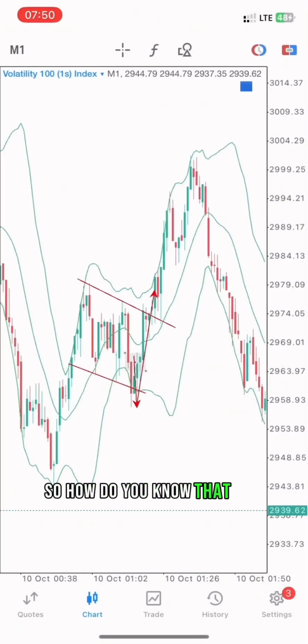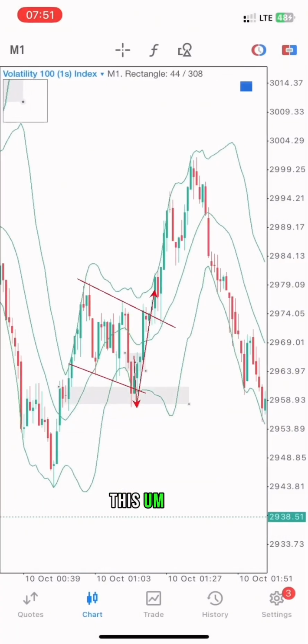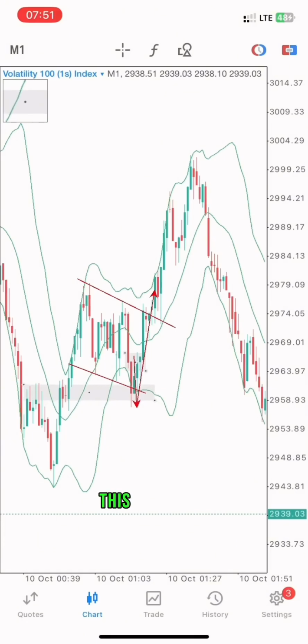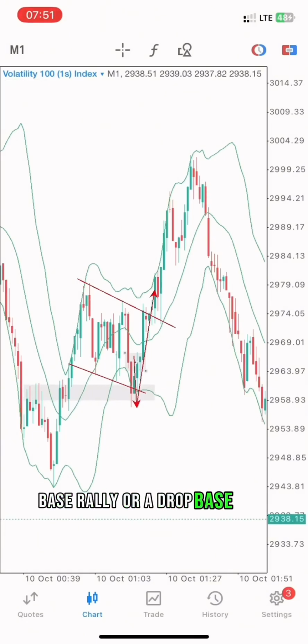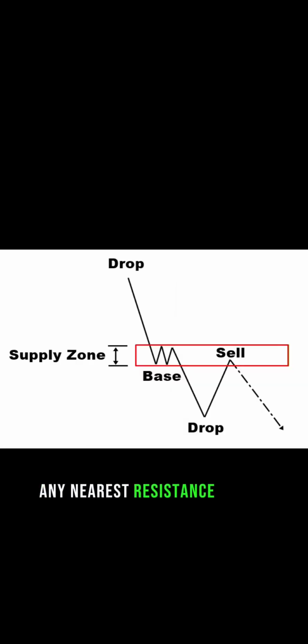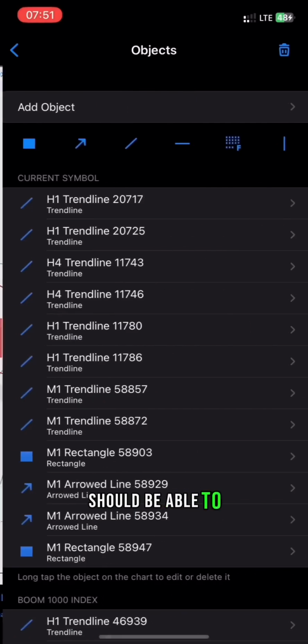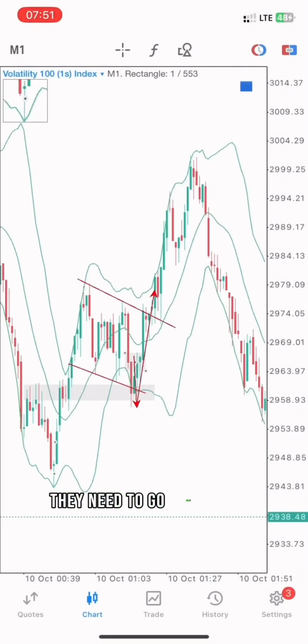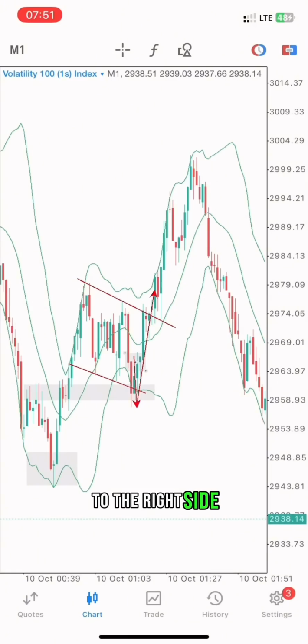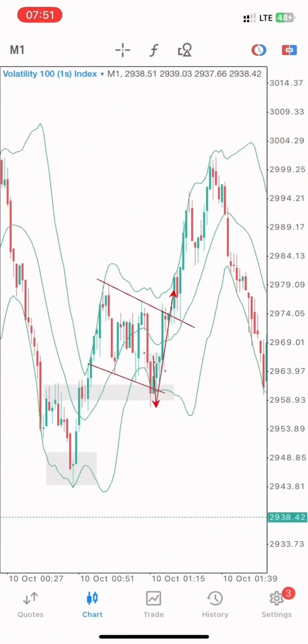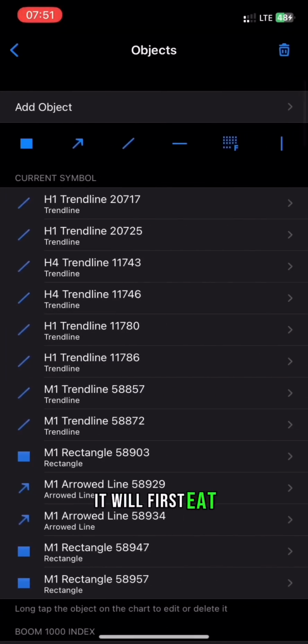So how do you know that it's about to hit this stop loss? Well, you identify a rally base rally or a drop base drop. Any nearest resistance to the left side should do. If it's not there, then it will go down to the nearest area of confluence it can find. For this instance, to the right side, that's where you find the area of confluence, rally base rally. That's where it will first hit.